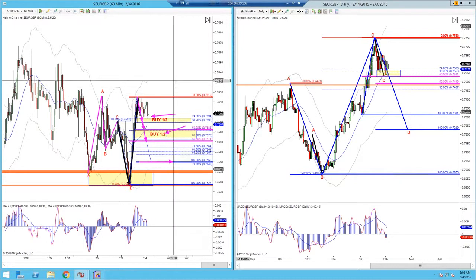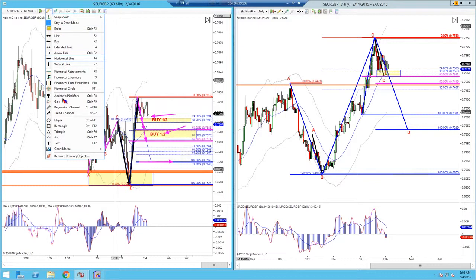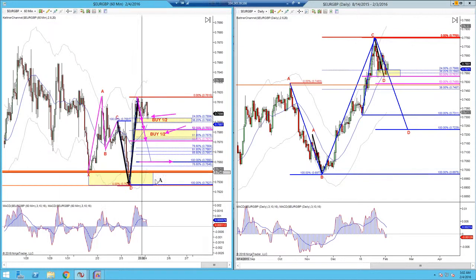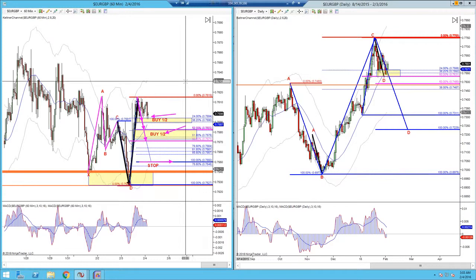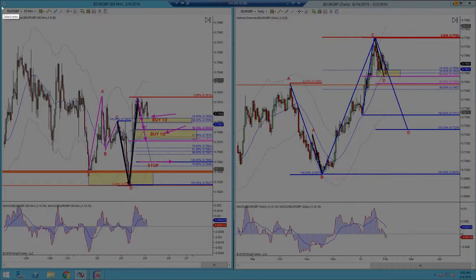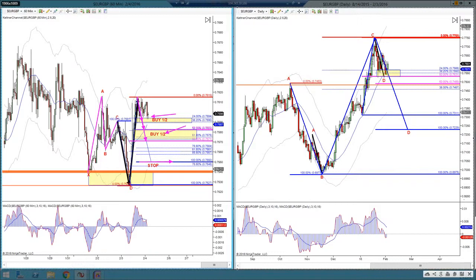And because we're running into London session, okay, and here's your stop. So that's how you would structure, this is how you would structure a trade. So let me do this. Let me make a copy of this, do a little drawing.